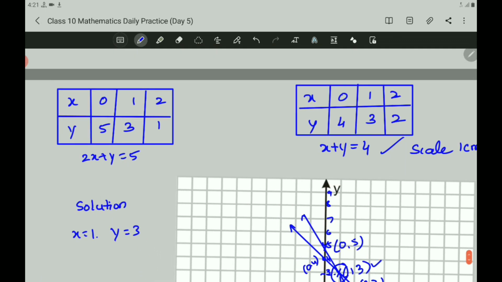So you can verify here. If you put x equals 1 and y equals 3 into 2x plus y, you will get 2 plus 3, that is equal to 5. Then also here you know that 1 plus 3 is 4. So the value satisfies both the equations. So x equals 1 and y equals 3 is the solution of the given pair of linear equations.